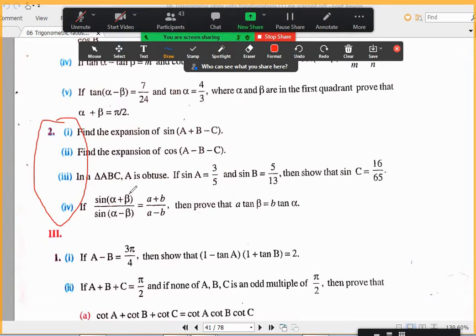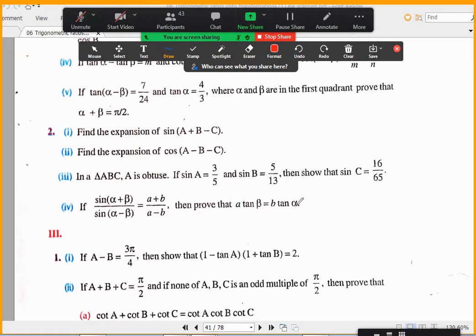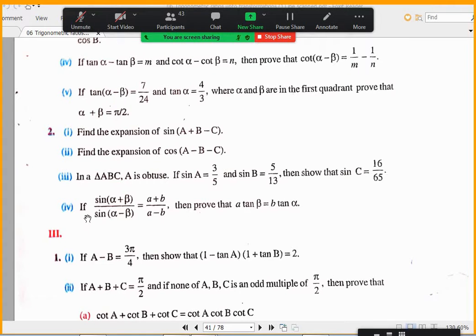Componendo dividendo. Numerator plus denominator by numerator minus denominator for LHS equal to same thing for RHS. Okay. And when you take sin alpha plus beta plus sin alpha minus beta, you'll get 2 sin alpha cos beta. Another one will be 2 cos alpha sin beta. Other side 2a by 2b will come. Is it okay or you want me to write? Sir, once you can write, sir.